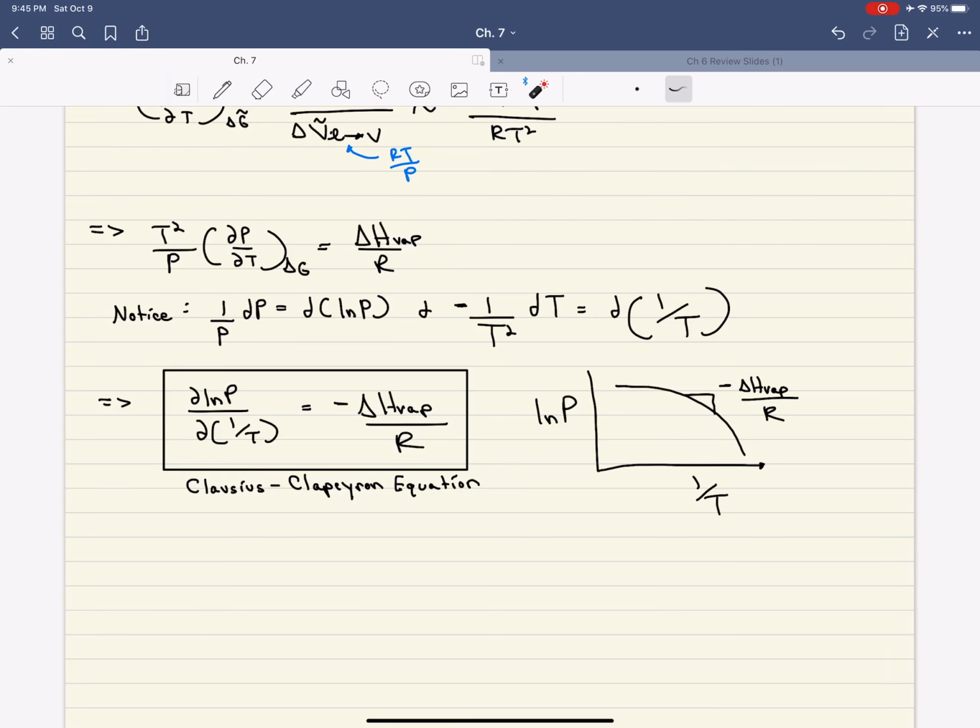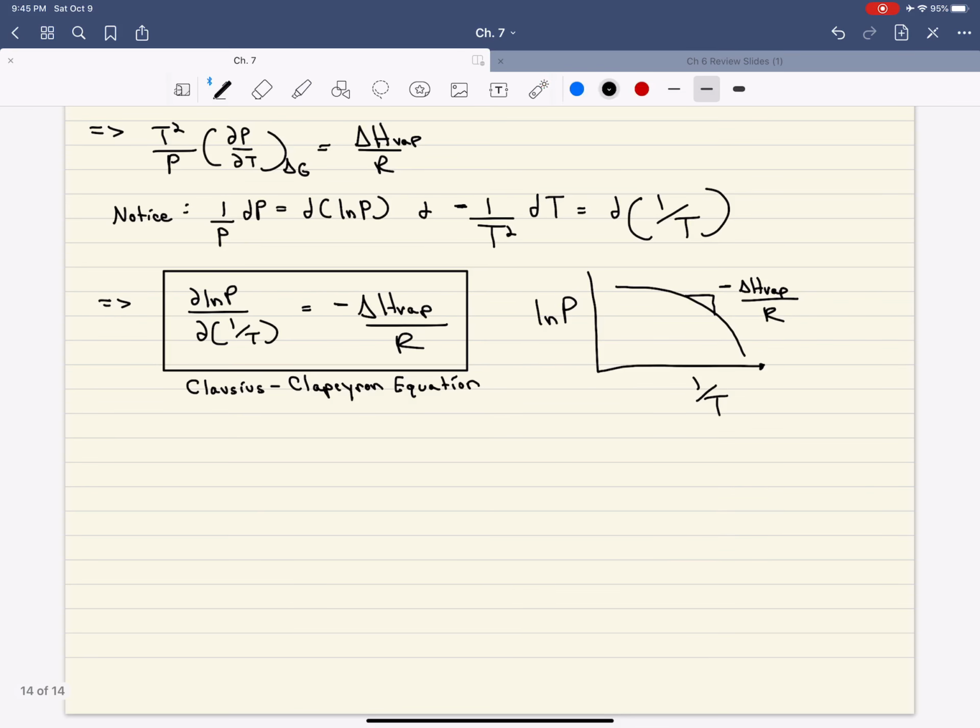If we knew HVAP, we could then calculate what the phase boundary would be between the liquid and vapor phases, or the solid and vapor phases. And so this is a form of the Clausius-Clapeyron equation. But a lot of times, people kind of take it one step further. So they make another approximation, sometimes.